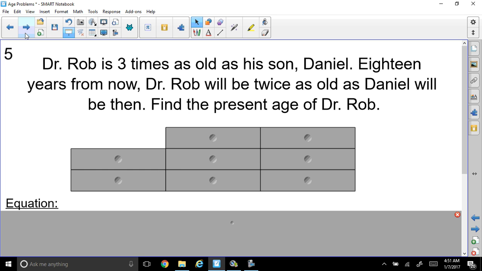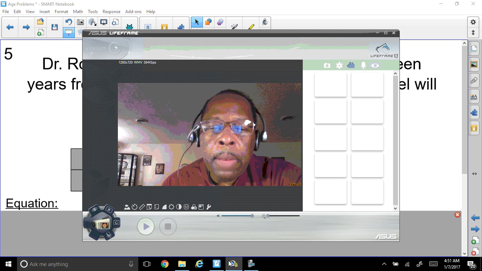So we're dealing with age problems. So here's our first example. Dr. Rob is 3 times as old as his son Daniel. 18 years from now, Dr. Rob will be twice as old as Daniel will be then. Find the present age of Dr. Rob.